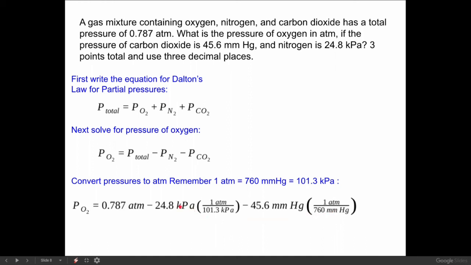So always follow the mantra: whatever unit's on top, put it on the bottom, and you'll know which conversion to use. Okay? The answer for this is simply 0.48 atm. There you go. It's not too tough, but it does take a little bit of practice, okay?